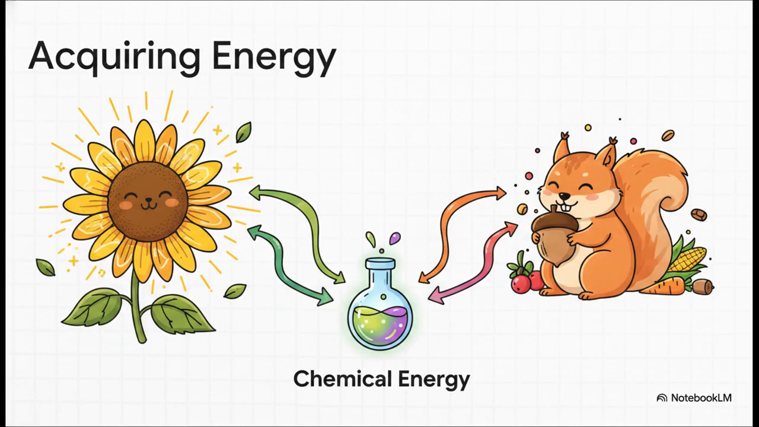Animals, on the other hand, consume food. Animals अपना fuel बाहर से import करते हैं by eating. लेकिन ultimately, both of these paths lead to the exact same destination. This energy is converted into stored chemical energy. चाहे source sunlight हो या food, end result आपकी body में chemical energy ही होता है.